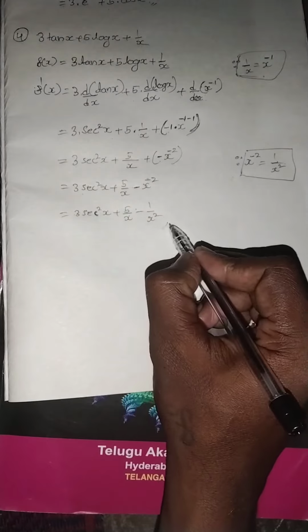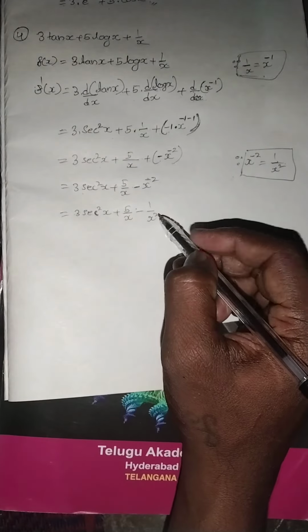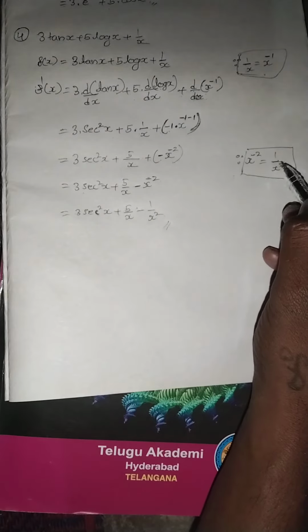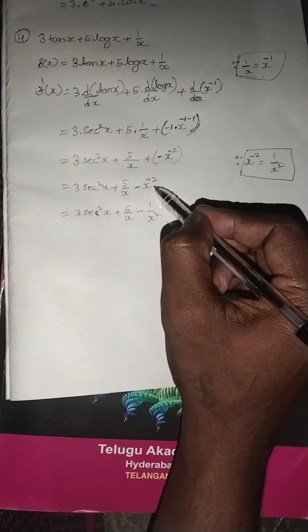This is our final answer. Why here I write 1 by x square? Because x power minus 2 equal to 1 by x square. That's why I write like this.